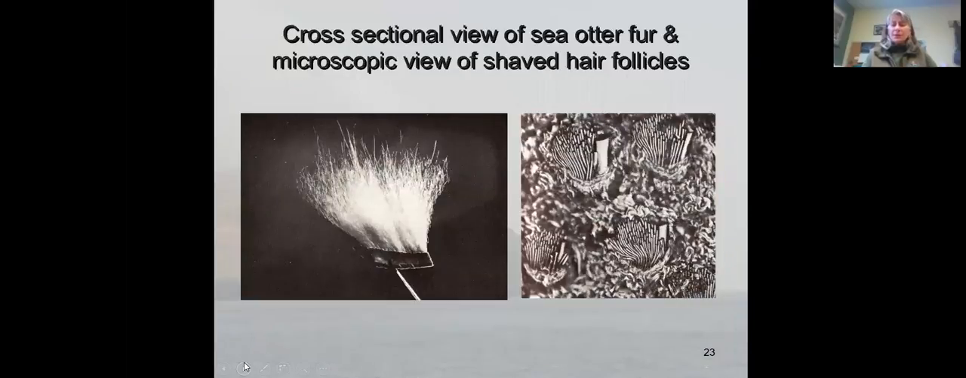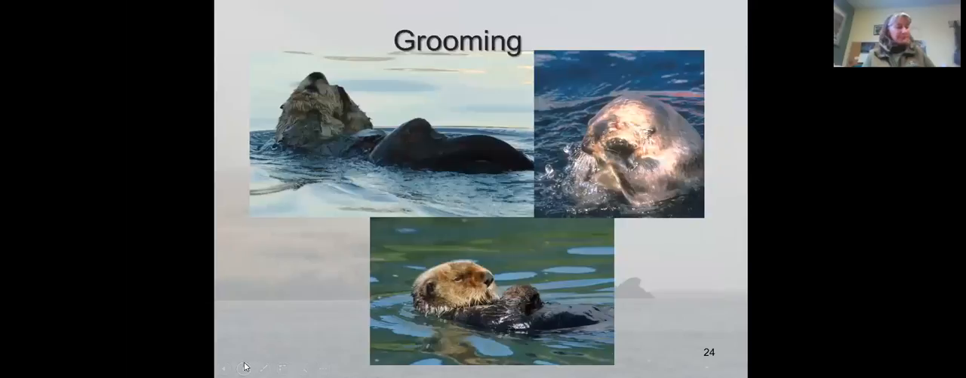So this is just another microscopic view of it. The image to the right is the downy fur, and then the long spiky ones are the guard hairs. In the image to the left, you can see the thick guard hair. Each follicle has a long guard hair associated with a small tuft of under fur. Okay, next please.